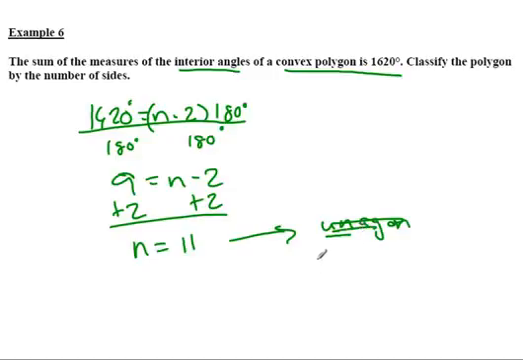And remember that an 11-sided shape is called an undecagon. Oh, I didn't even spell this correctly. An undecagon. Okay, so un meaning 1, deca meaning 10, and gon meaning the shape. So we're basically at 1 plus 10 is 11. An undecagon.